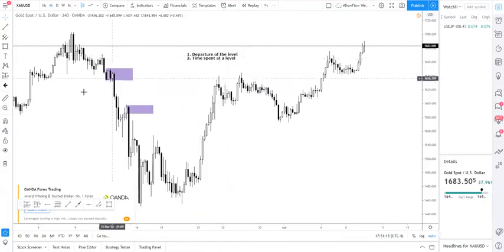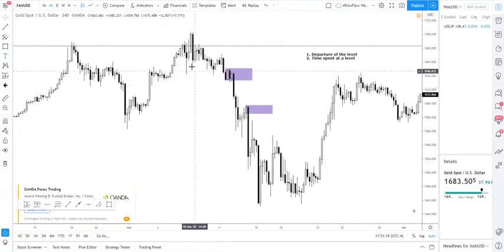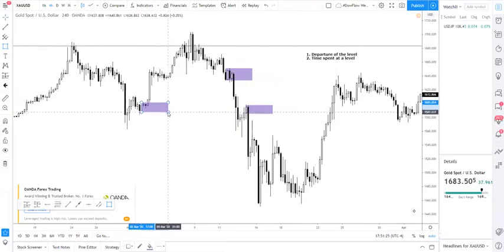Okay, let me see if I can find you more. This one as well. After this over here, you have this big movement. So the first factor is a departure of the level. Basically you want to look for explosive price movement in a single direction. One direction.